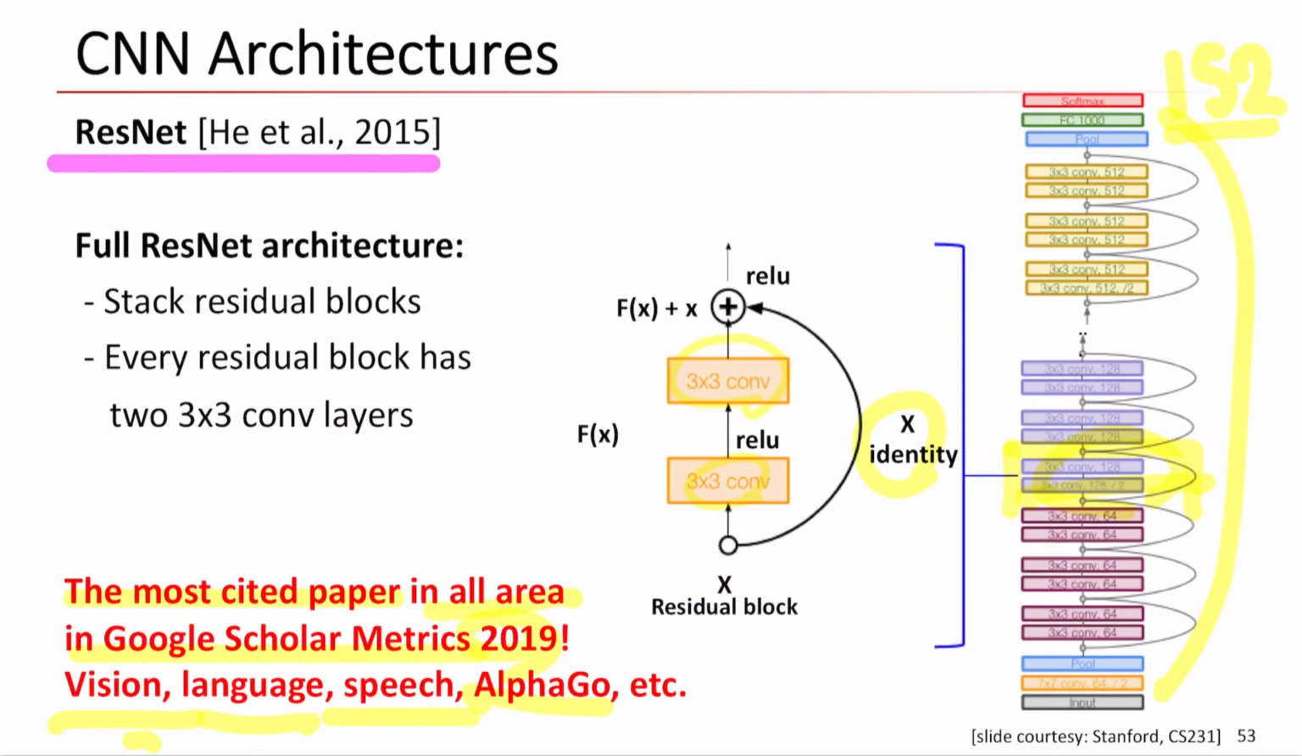Actually, the deep residual network is the most cited paper in the whole area in the Google Scholar Metrics in 2019, maybe 2020 as well. And it is used in vision, language, speech, AlphaGo, something like this. So I think this paper is one of the most successful papers in the deep learning area, right? So I highly suggest you read this paper. Actually, this paper is well written, so you can easily understand what they mean. So please try to understand this paper yourself, right?